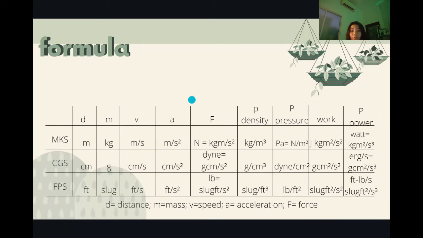Here are the formulas we need to memorize or are going to use in classifying system units. You may screenshot this if you don't have one yet. In this row are the units of MKS, in this row are the units of CGS, and this row is the units for FPS. D is distance, M is mass, V is speed, A is acceleration, F is force, this one, which I call a penta, is density, P is pressure, then work, energy, and lastly P for power.